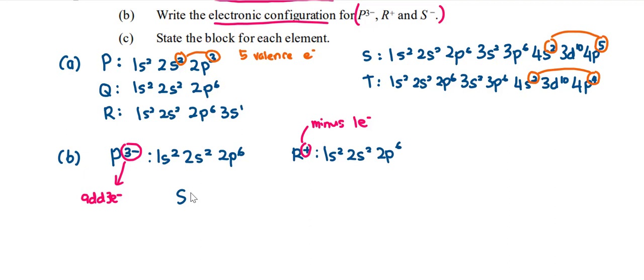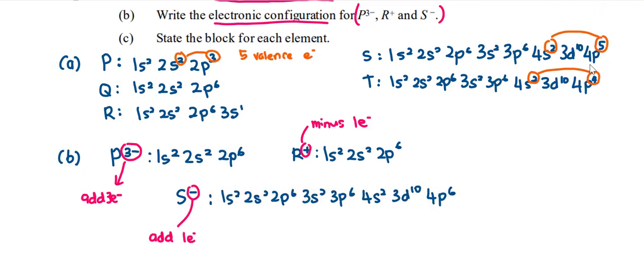And then untuk S minus pula, okay, so tadi 4p5, sekarang ni dia jadi 4p6 sebab kita akan tambah 1 elektron.